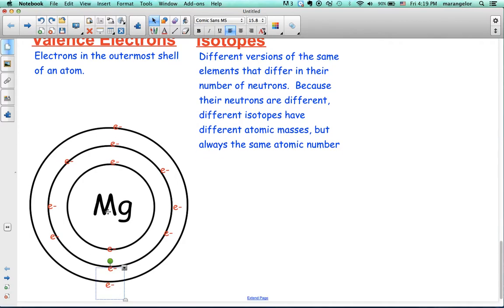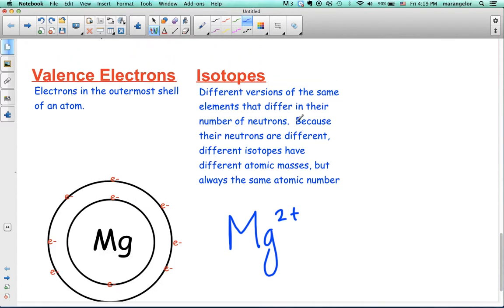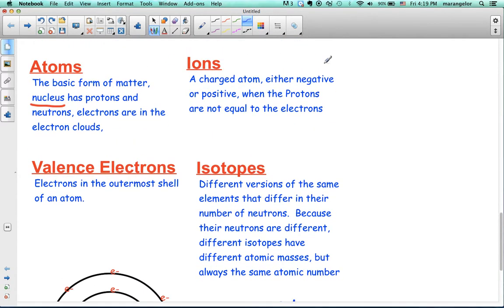Now, magnesium is a metal. And if I take these electrons away from magnesium, it loses its outermost electrons. So the shell can go away. Now it becomes magnesium 2 plus. It becomes an ion. It becomes a cation to be specific, which means that it is positive.